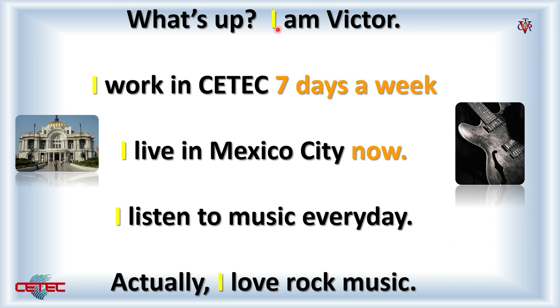Now, let's check. Here, the subject is I. In that form, you are talking about yourself. And the verbs have to be in simple present. Work, live, listen, love. And the complement is going to help the subject and the verb. Here, we have a clear example of how we can use all the structure in a sentence. Let's check another example.